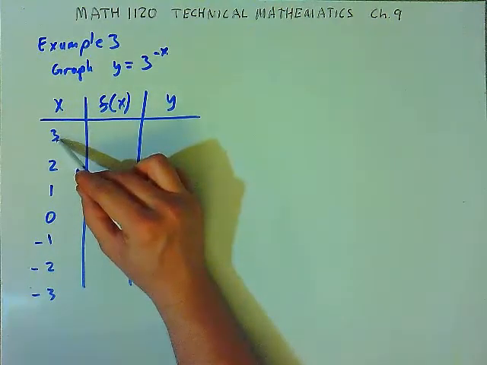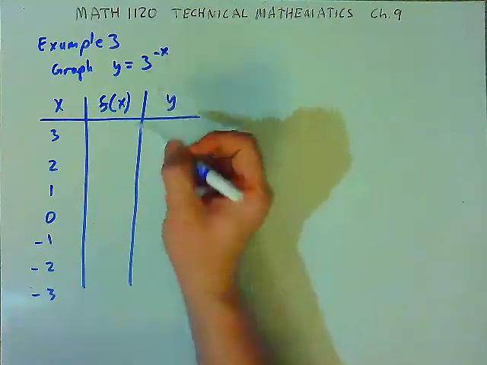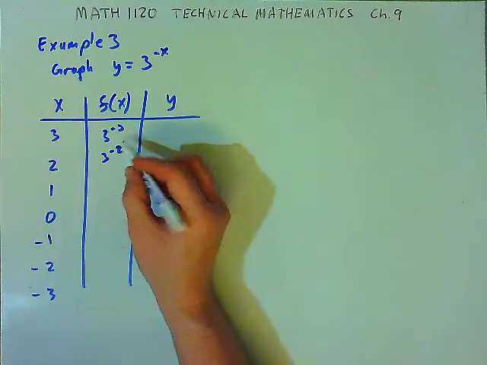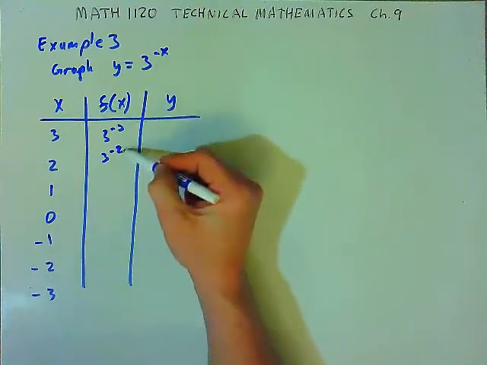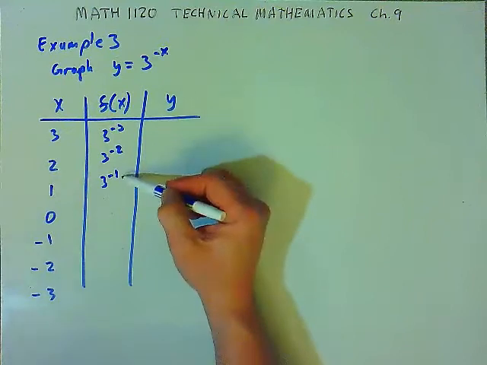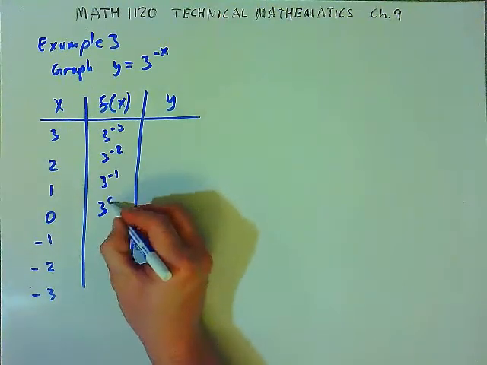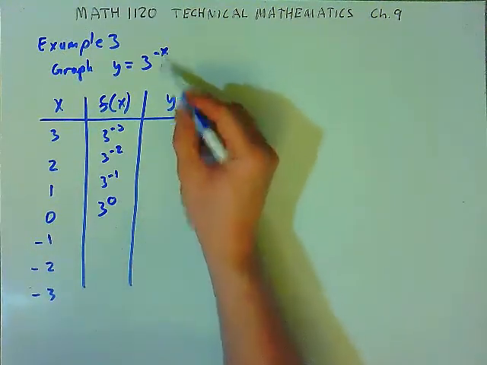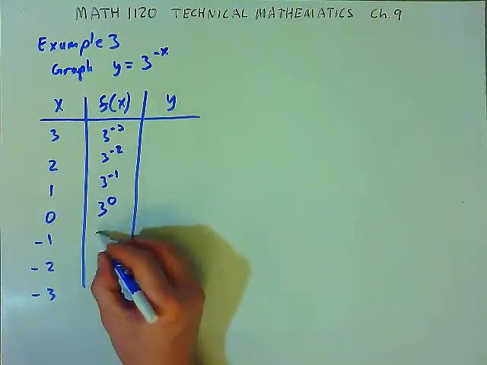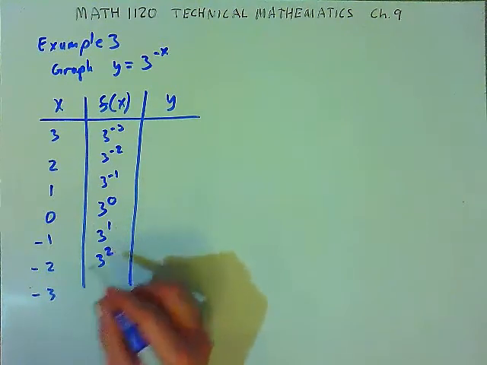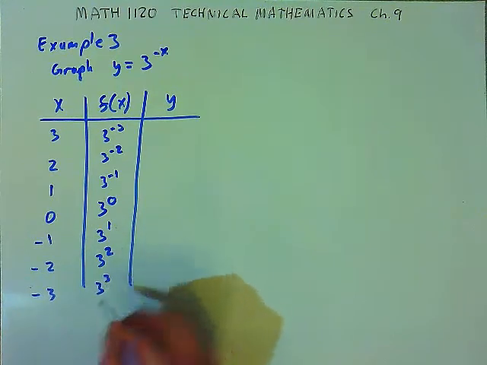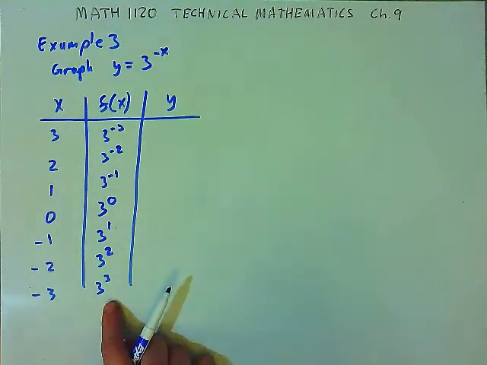So if x is 3, then negative x is -3. This will be 3 to the -3 power. This will be 3 to the -2 power, right? If x is 2, negative x will be -2. 3 to the -1, again because if x is 1, negative x is -1. This would be 3 to the 0, so 0 can't be negative. We don't need to put a negative in front of 0. If x is -1, then negative x must be +1. If x is -2, negative x will be +2. And if x is -3, negative x will be +3.